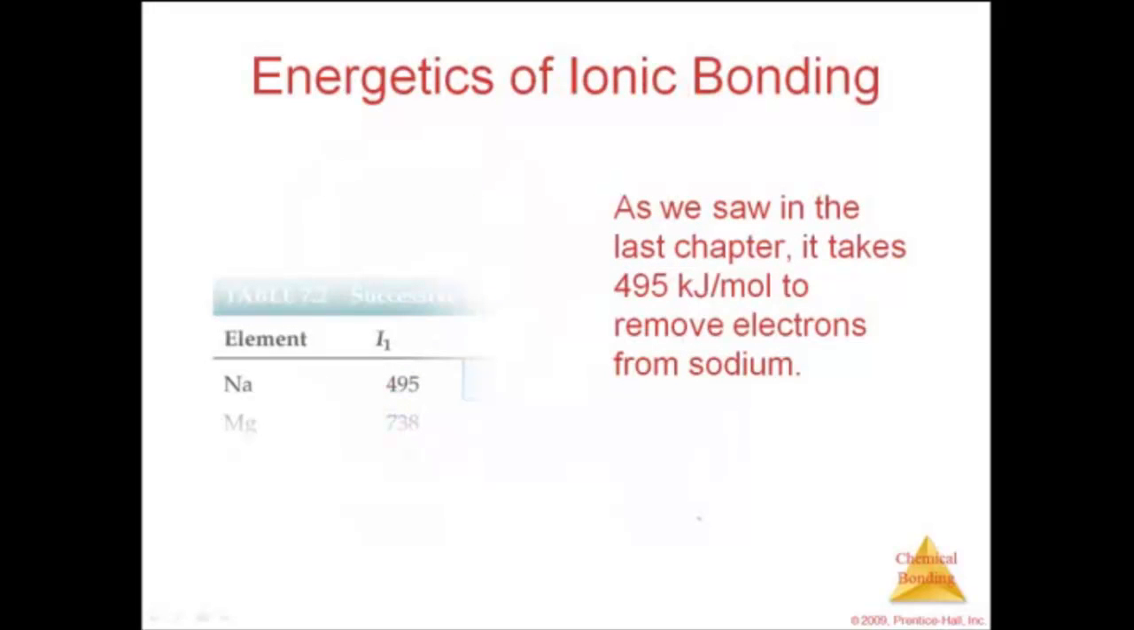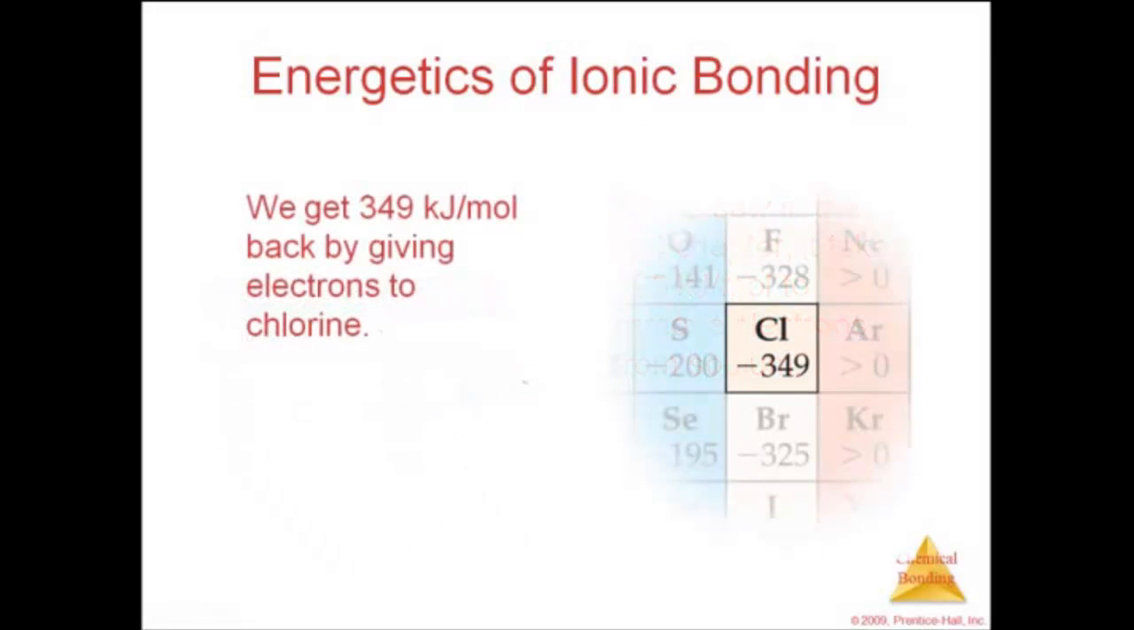If we remember back in thermodynamics, or even in our periodic table lesson, we talked about ionization energy, and we said it takes 495 kilojoules to remove an electron from sodium. So it takes energy to remove these electrons, and even though it's close to the octet and it becomes more stable, it still takes energy to remove them. And we also saw that when chlorine gains an electron, because of its electron affinity, it loses energy and becomes more stable.